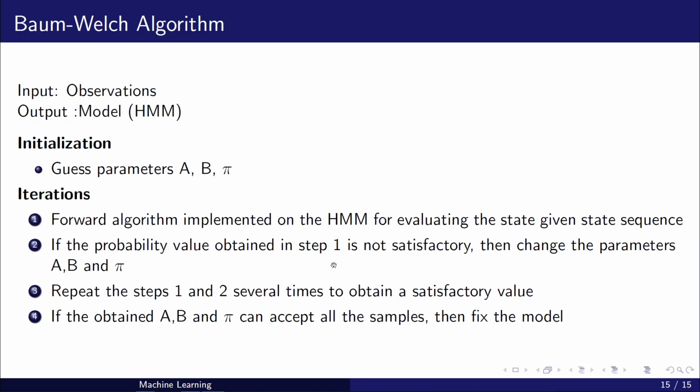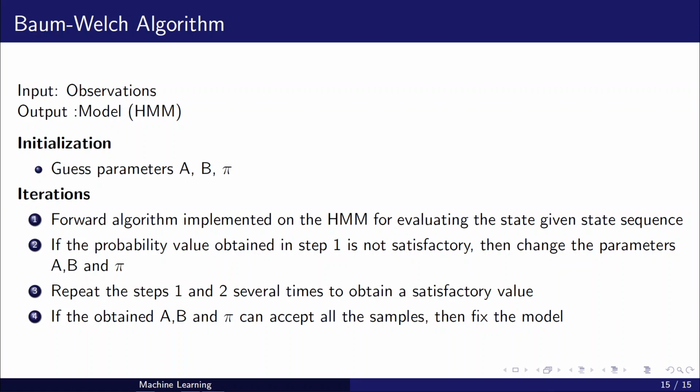If the probability values obtained in the previous step are not satisfactory, then change the parameters A, B and pi. So initially we guessed these values, now the parameters are changed and we repeat these steps again and again. That's how we do the Baum-Welch algorithm. It is a very similar procedure to that of EM. So if at some position the obtained values of A, B and pi can accept all the samples, then you can use that model.